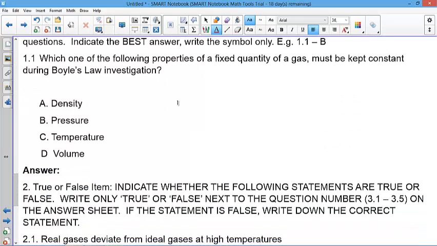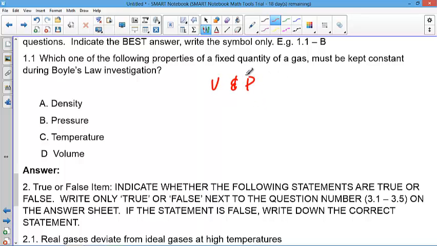Well, we know that when we're talking about Boyle's law, we are basically investigating volume against pressure. Now, for the quantities that we mentioned earlier, we normally talk about pressure, volume, and temperature. If we're investigating pressure against volume, then that means the temperature must be kept constant. So the answer to our question is C. Temperature must be kept constant.